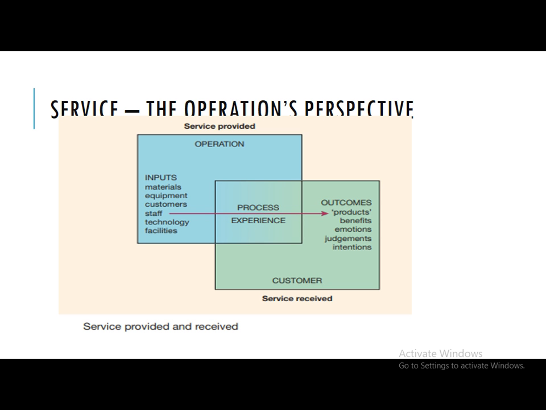Thus, the service provided occurs or is enacted where the operations and the customers meet, as represented by the overlap shown in this figure. So we have the operations, that is various inputs. Those can be materials, equipment, customers, staff, technologies, and facilities. At the service provided end, that is operation processes. At the service received end, we have customers, so outputs can be products, benefits, emotions, judgments, and intentions. And in between, the operation, that is process or experience, is the overlapping of the service provided and service received. So this is about service from the operations perspective.